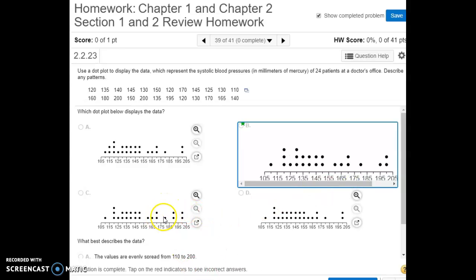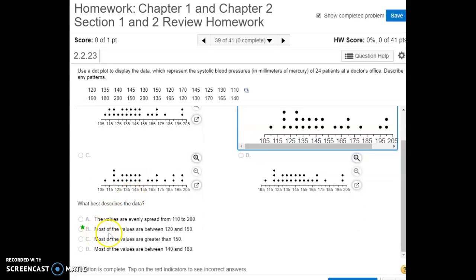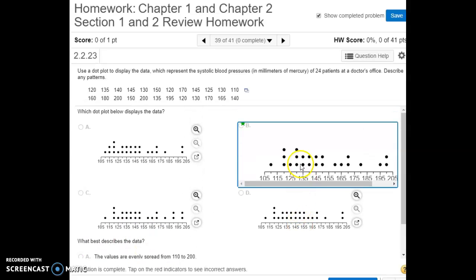And then we want to describe the data. What patterns do we see? Most of the values are between 120 and 150 out of these choices. That's the best description. And you can see that 120 to 150 is this huge chunk right here where there's a lot of the data right there.